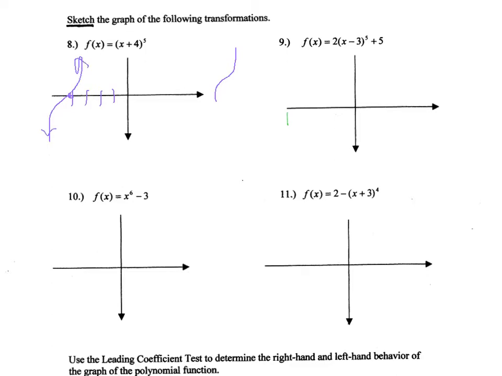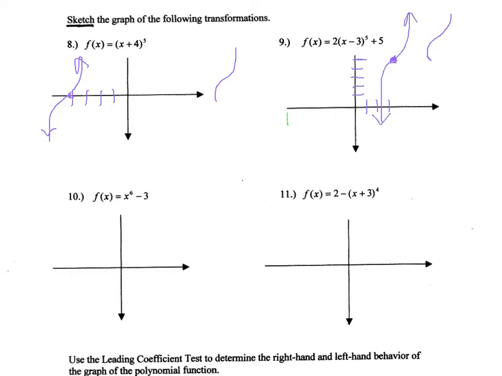For number 9, we know that we have an x to the fifth again, so we're going to have another saddle graph. And since an x minus 3 is on the inside of the parentheses, we know that it will shift 3 to the right. And since it's plus 5, it will also be up 5. So our saddle will be going through the point 3, 5. We also know that this saddle is going to be a little bit steeper since there's a 2 out in front. So we just want to draw a slightly steeper saddle.